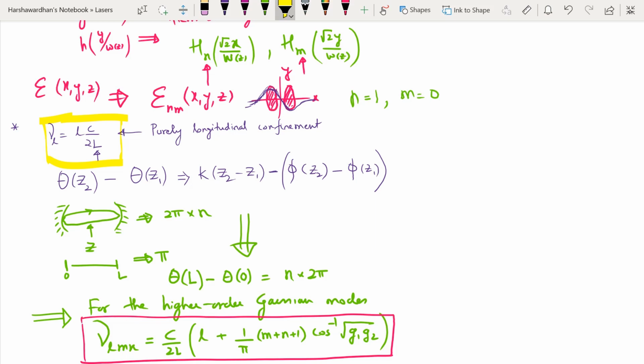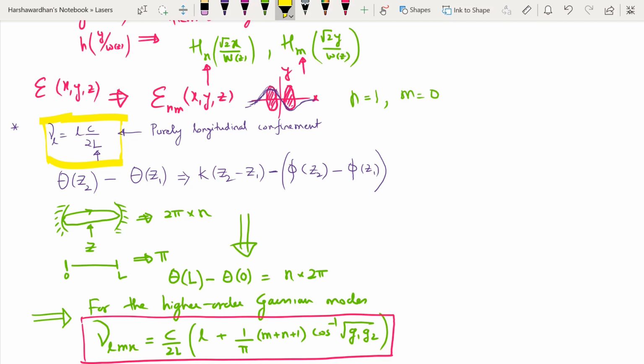So look at the total phase at z2, which is kz2 minus phi at z2, minus the phase at z1, which is kz1 minus phi at z1, right? So that essentially is the difference in the phase that you have.